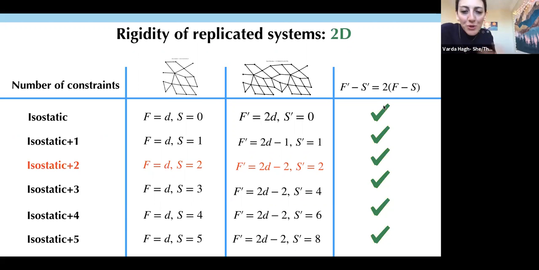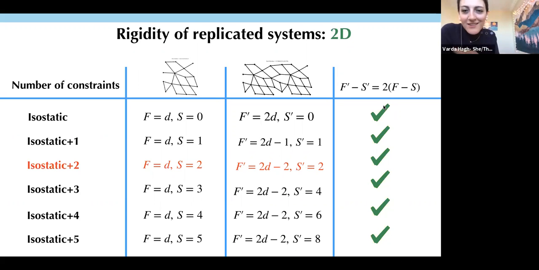So for example, in 2D, with a network in 2D, if f is equal to 2 and s is equal to 1, when you double the unit cell and make sure that it's replicated in the correct way, and the boundary conditions are all satisfied the way they were in the original network, you would get 1 new zero mode, but the states of self-stress will not double.